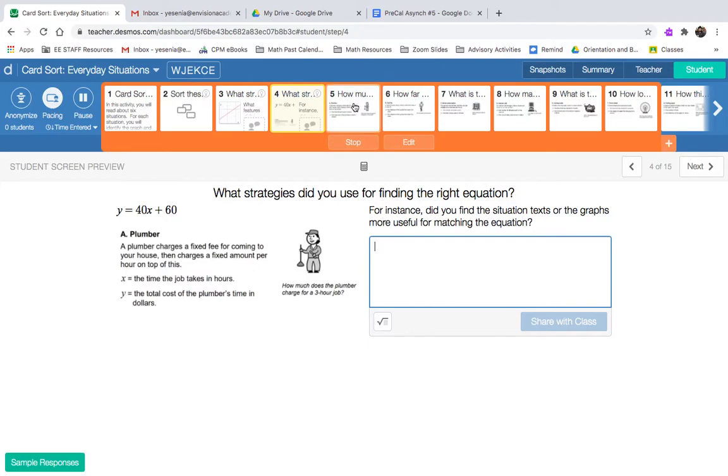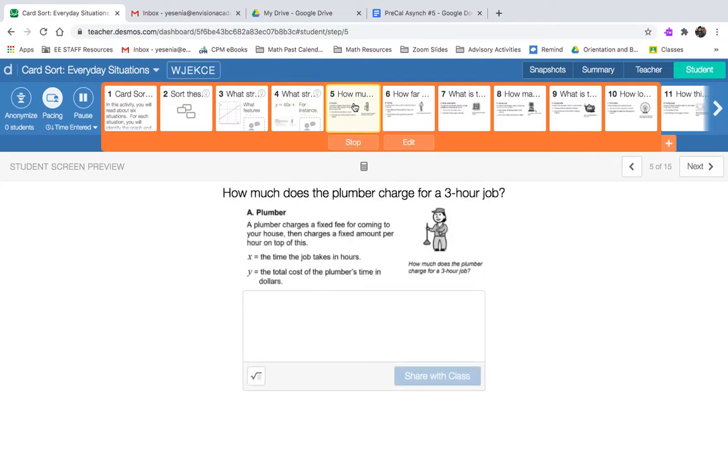All right, next slide. Let's see number 5. So now there's some follow-up questions. After you've matched it with an equation, you could go back to your sort. Once you have an equation, you should be able to answer the question that's on here. How much does the plumber charge for a 3-hour job? It depends on what equation you matched this up to. You're going to plug in and come up with an answer here. You want to show your work.